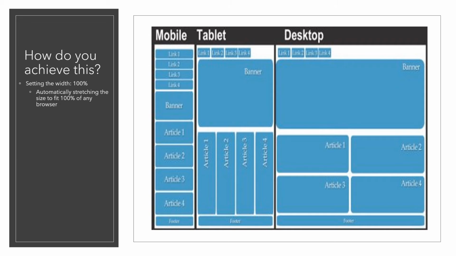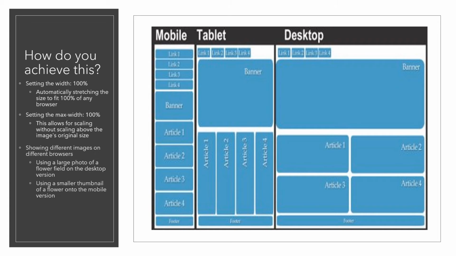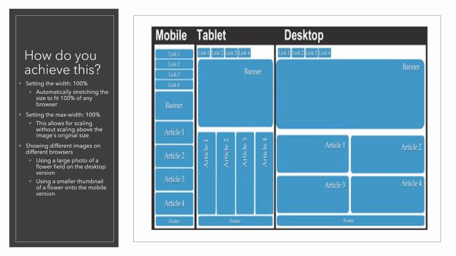Setting the width equal to 100% automatically stretches and sizes it to fit 100% of any browser. Setting the max width to 100% allows the scaling to also occur just as mentioned above. However, it will not scale above the image's original size. You can also choose different images depending on the different browsers. A large photo on a desktop version, and then a smaller thumbnail on a mobile version.